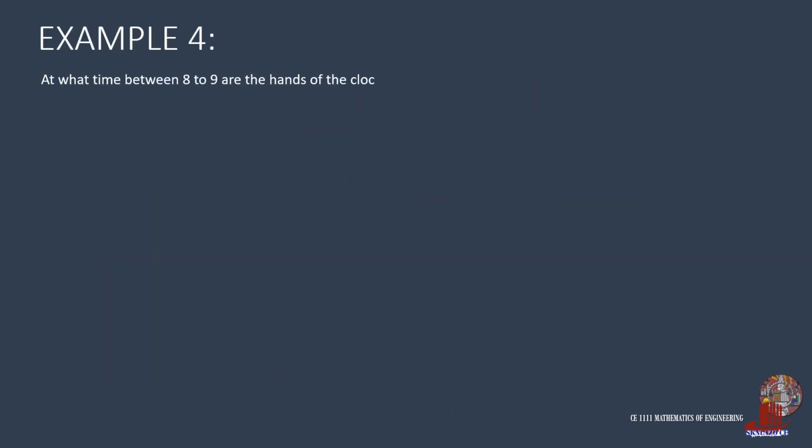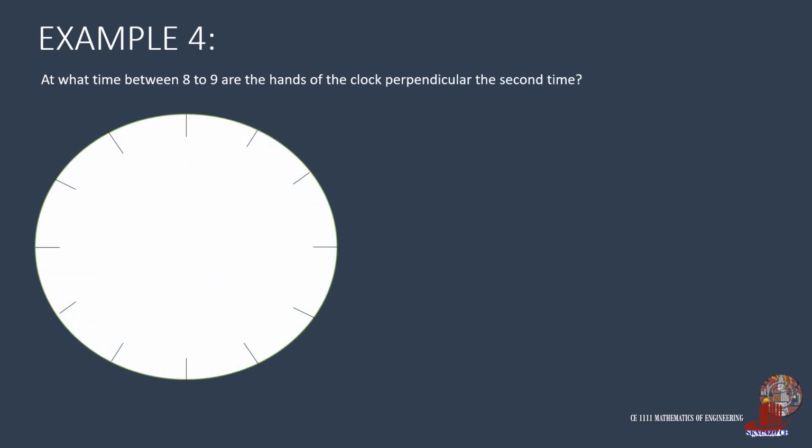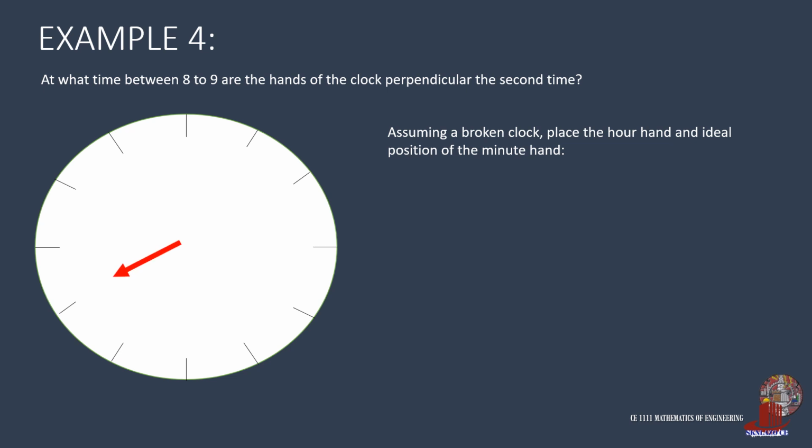If we consider taking the time when the hands of the clock are perpendicular the second time, we have to draw the minute hand after the hour hand. With the assumed broken clock, draw the hour hand at 8, then locate the minute hand at 90 degrees after the hour hand, which points at 55 minutes.